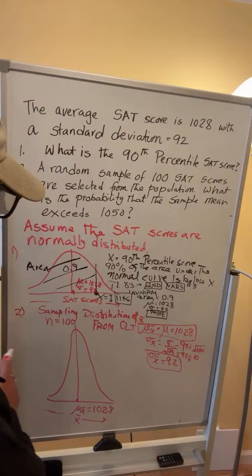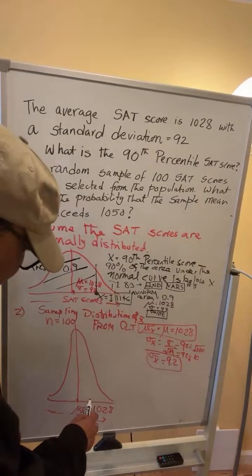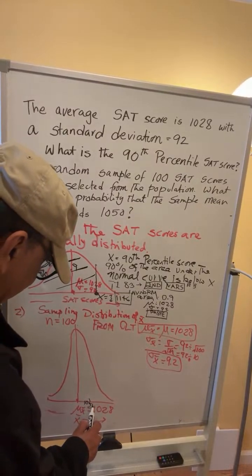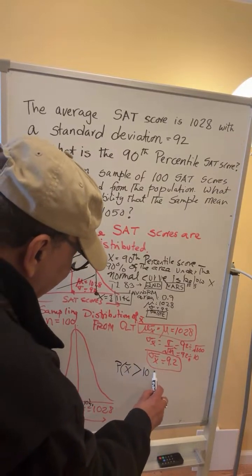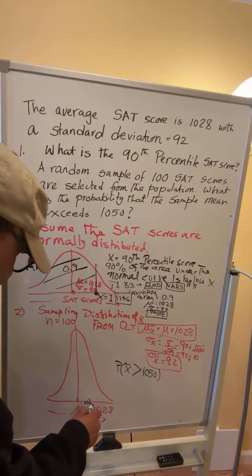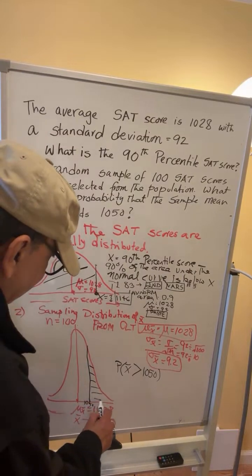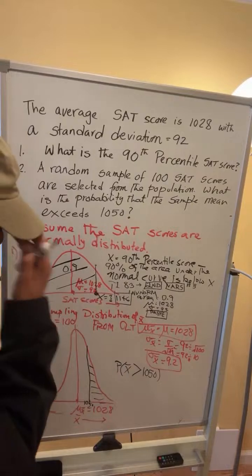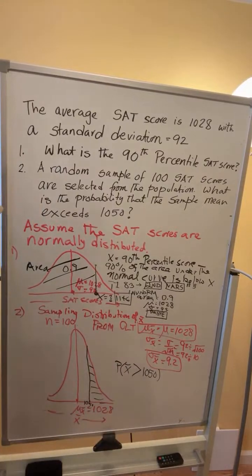Again, we notice that the sample mean is 1050, which exceeds 1028, the center. So 1050 will be somewhere over here, and we want to find the probability that the sample mean exceeds 1050. That means if we draw a vertical line at 1050 to meet the bell-shaped curve, we are interested in the area to the right of 1050. So the probability of x bar exceeding 1050 is the area under the normal curve, or sampling distribution curve, to the right of 1050.